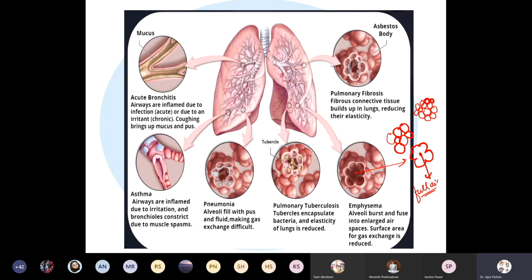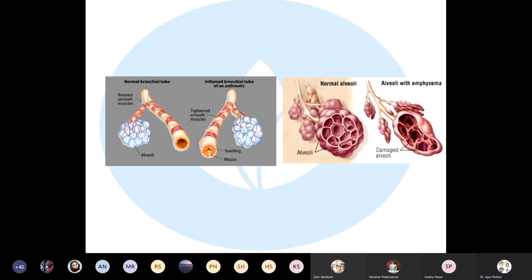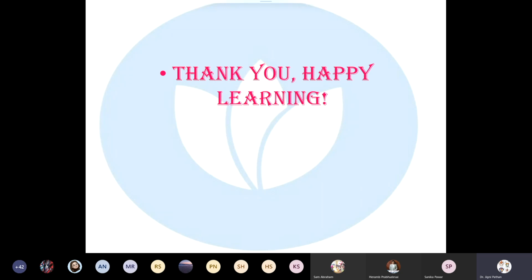So, Sanika, I've already sent the slide, so you can refer to that slide. Let's move. This is again, you can see the mucus, same thing. There's nothing new in this. Okay, we are done with this chapter. This chapter is over.